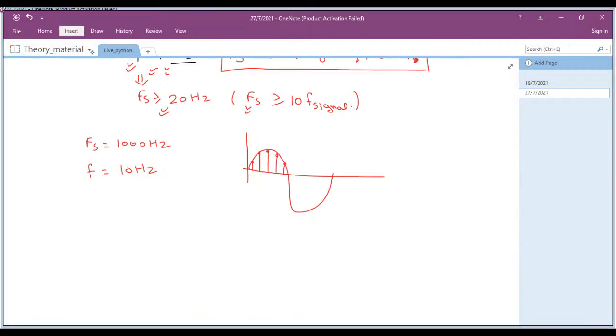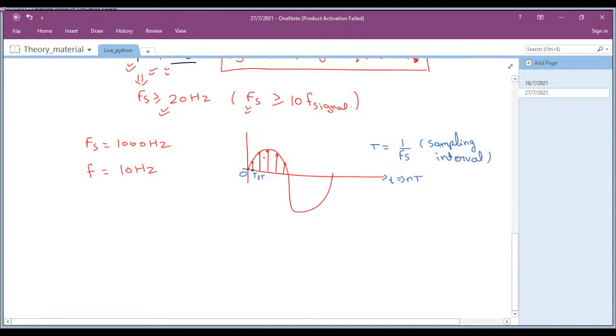So if you look at it from this perspective, this is a time instance, right? Time has been replaced by n times T. So this was 0. Now this is first T, this is 2T. Where T is 1 by fs, and it is known as the sampling interval, right? So the time difference between these two samples is known as the sampling interval. Now this is equal to 1 by fs.